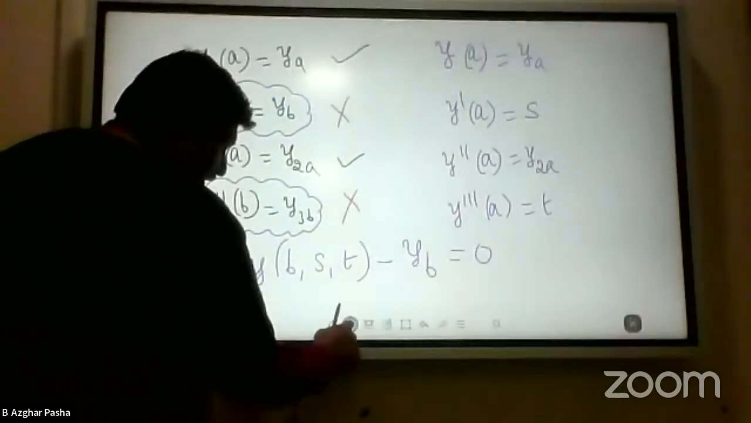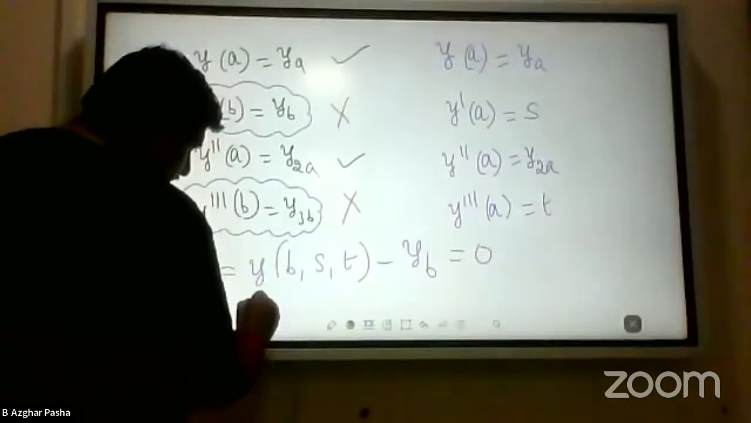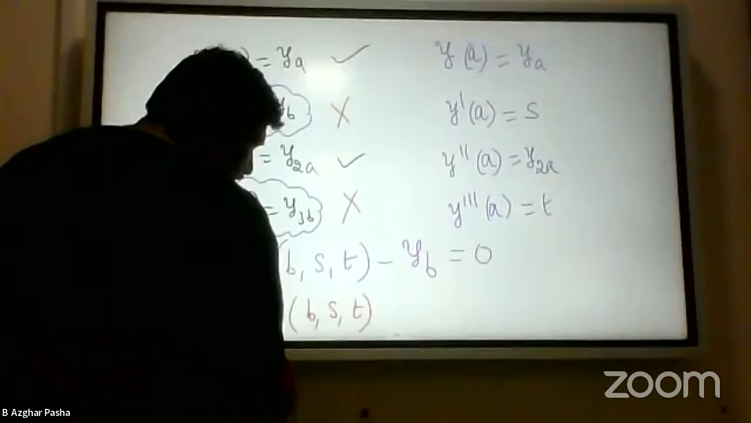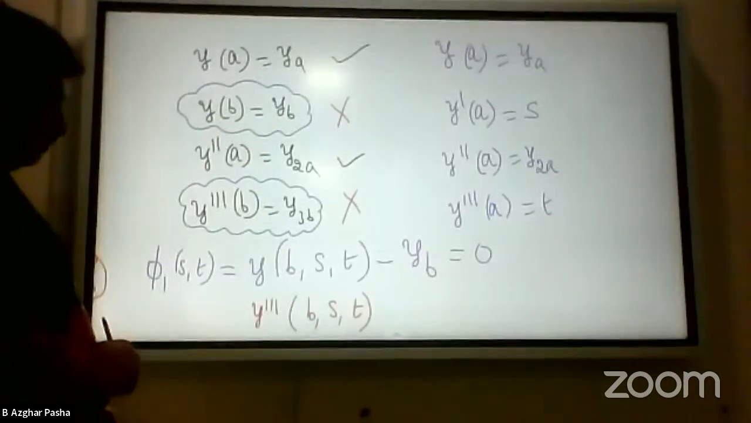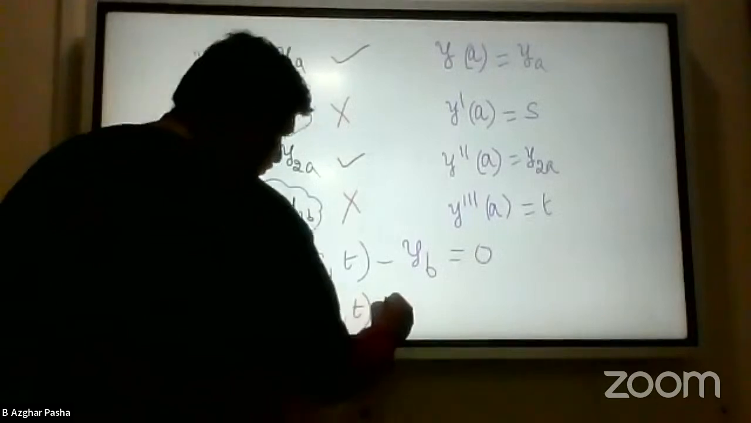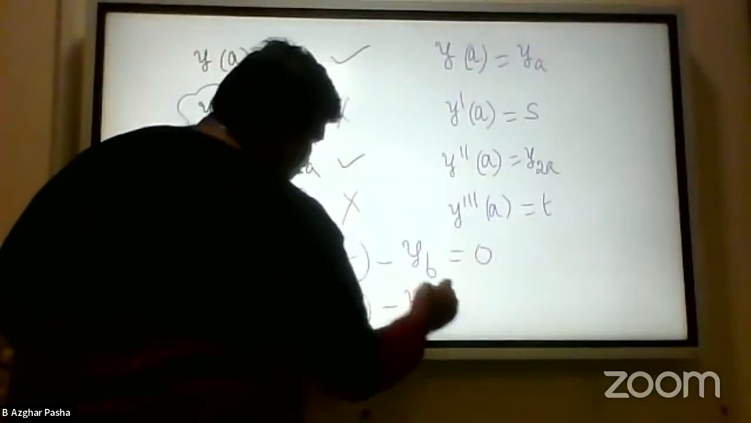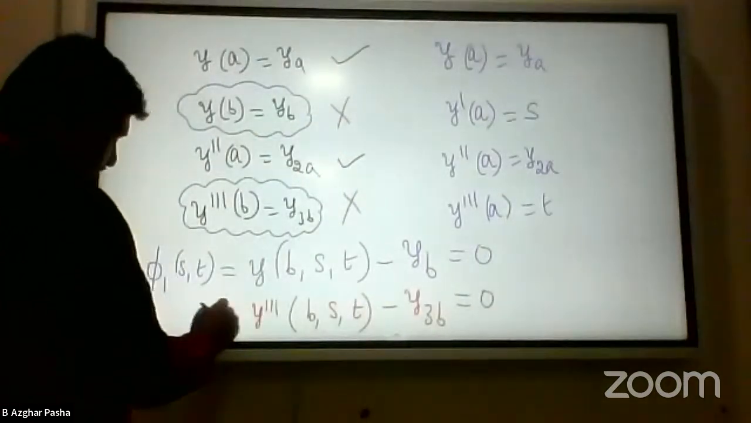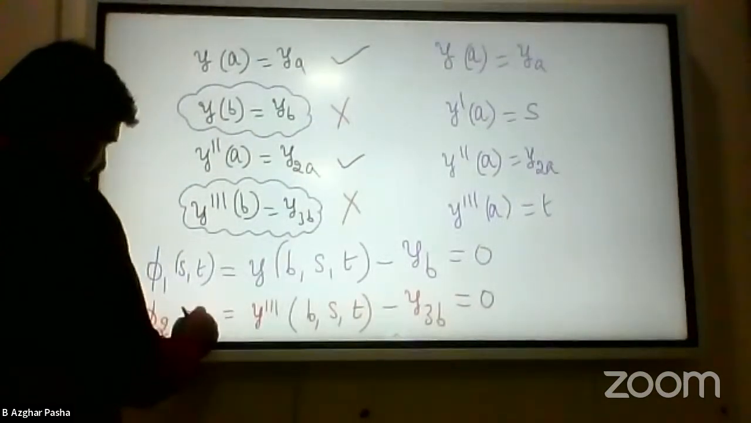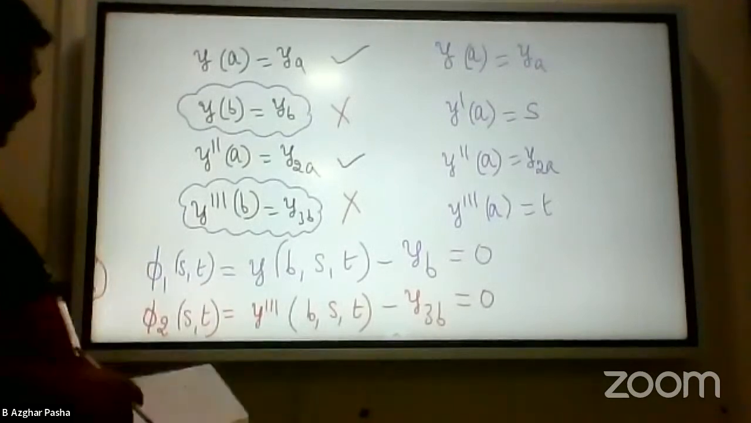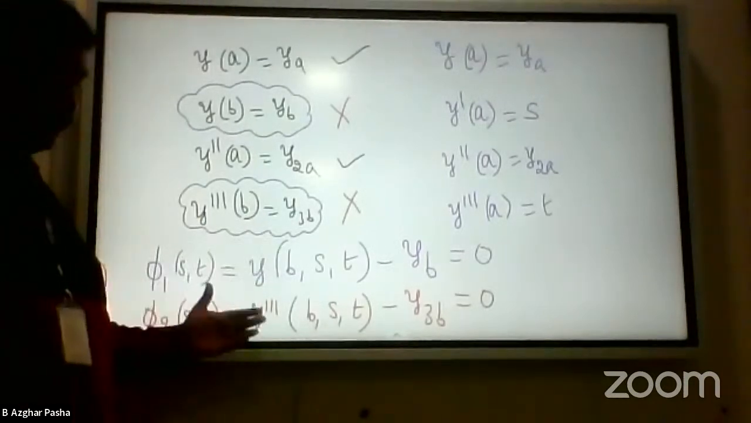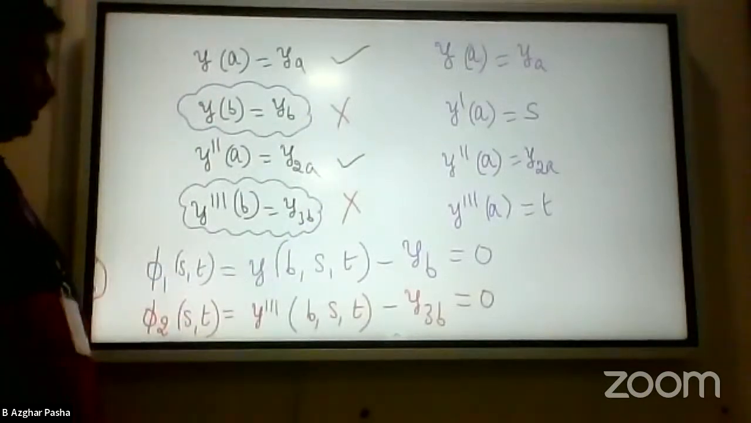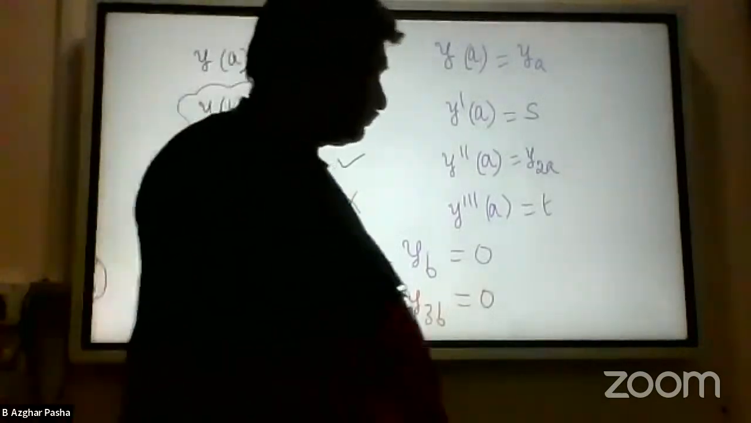So the third derivative of the solution of the initial value problem at B must match with the boundary condition y3B. So its difference should be close to 0. This is phi 2. I have two conditions to be satisfied here. The previous case, one condition, here two conditions. So depending on the number of equations, order of the equation, number of unknowns, these conditions increase.